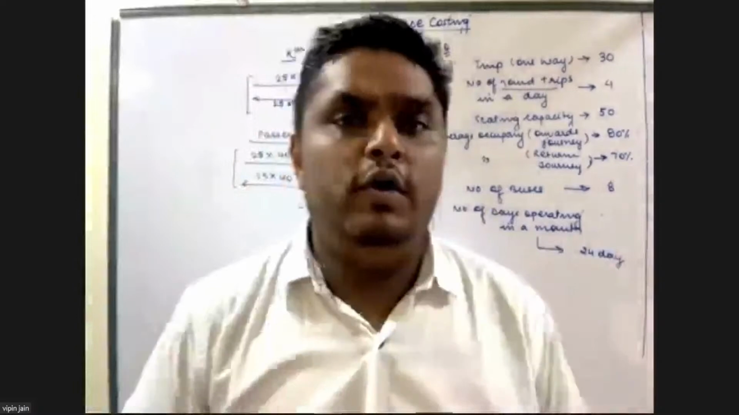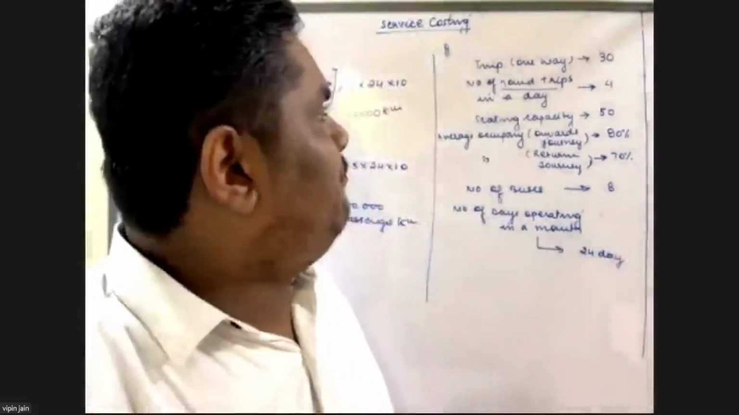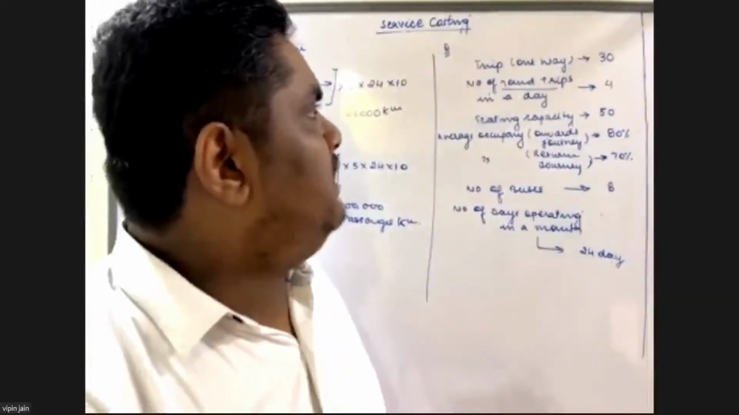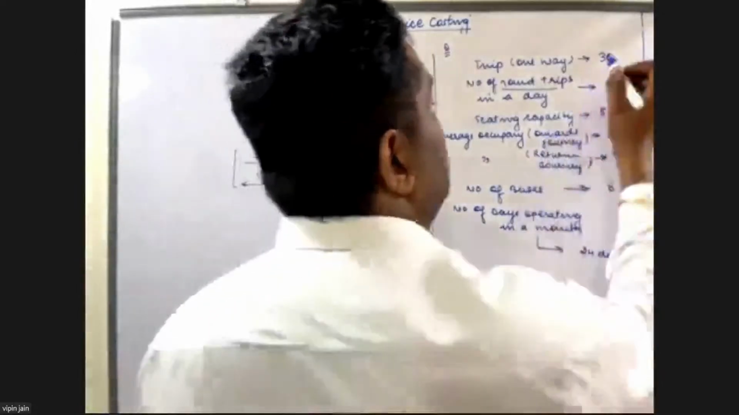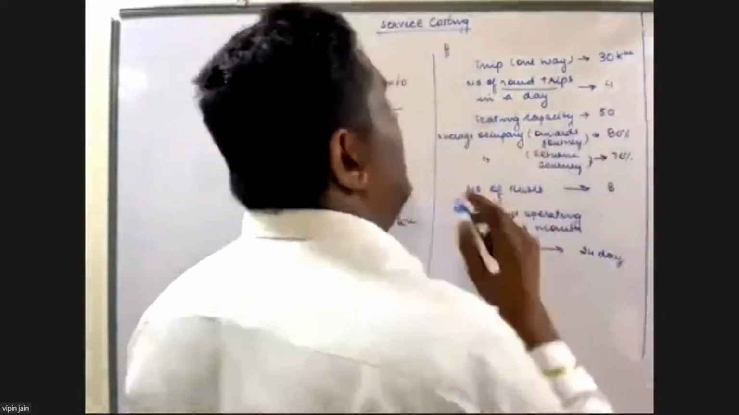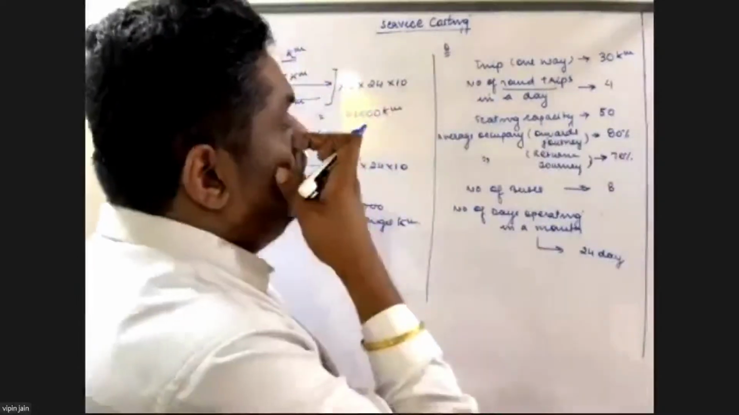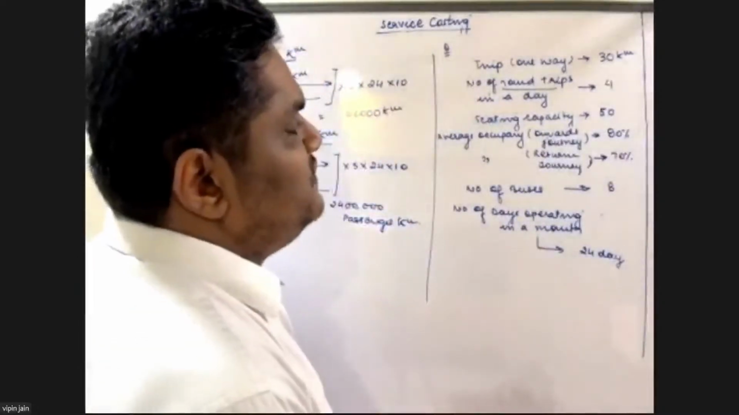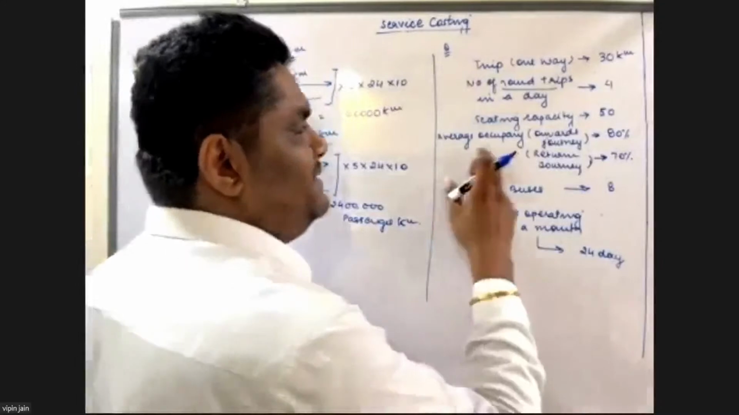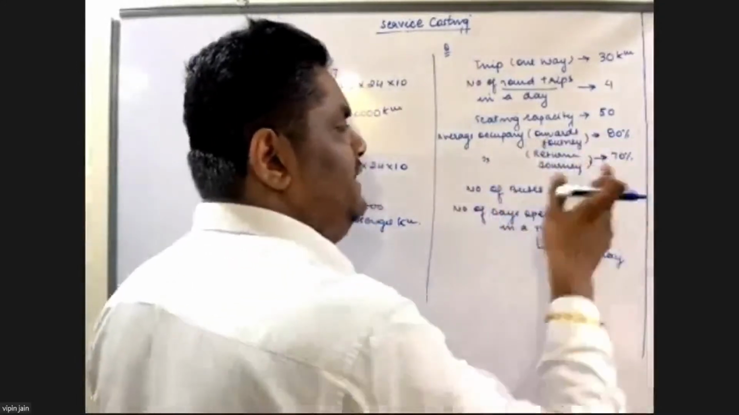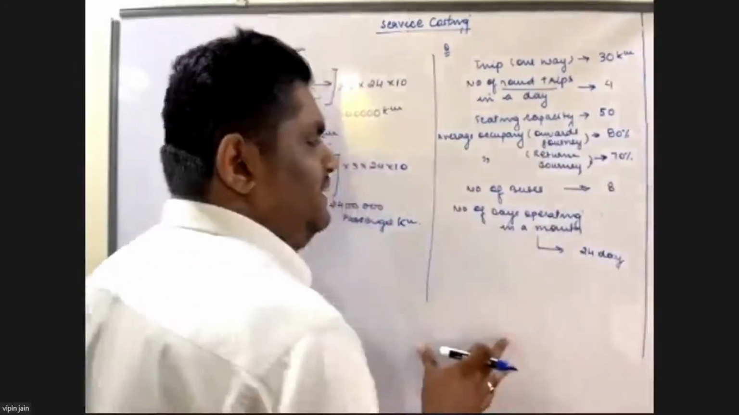So again, a question for you: the trip one way is 30 kilometers. Number of round trips in a day is 4. Seating capacity of the bus is 50. Average occupancy in the onwards journey is 80% and in the return journey it is 70%.